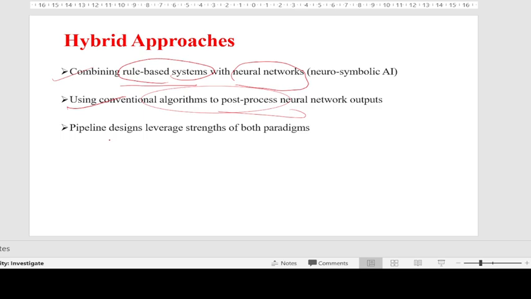This is one of the hybrid approaches. Or you can do pipeline design, leveraging the strengths of both paradigms. So if you do a pipeline like conventional followed by deep learning followed by conventional, something like that, what will happen? That paradigm will give the strengths of both conventional computing and deep learning models.